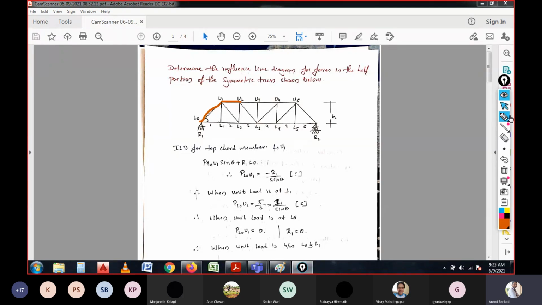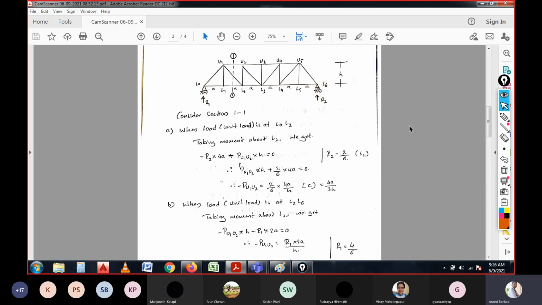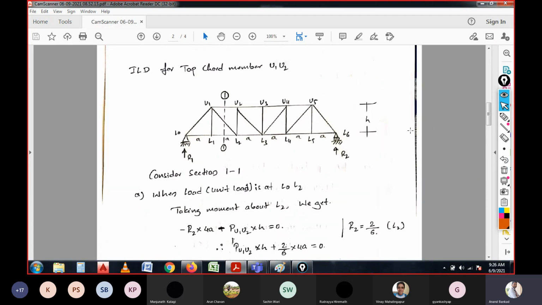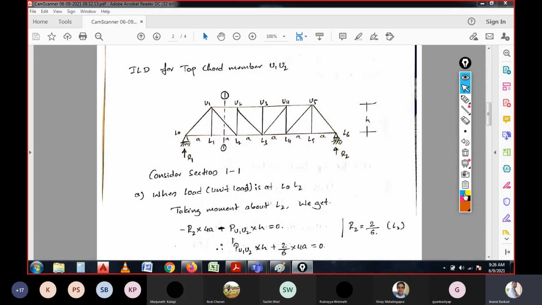Next we have E1 U2. That E1 U2 can be solved by referring to the diagram over here again. The same diagram may be considered like this. This is U1 U2. So now here we need to consider the U1 U2 force in the member.